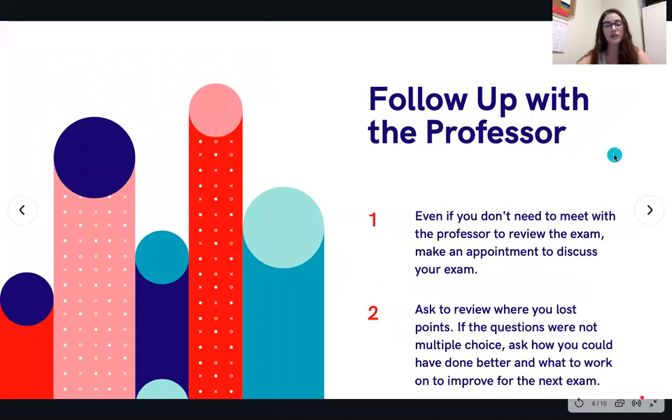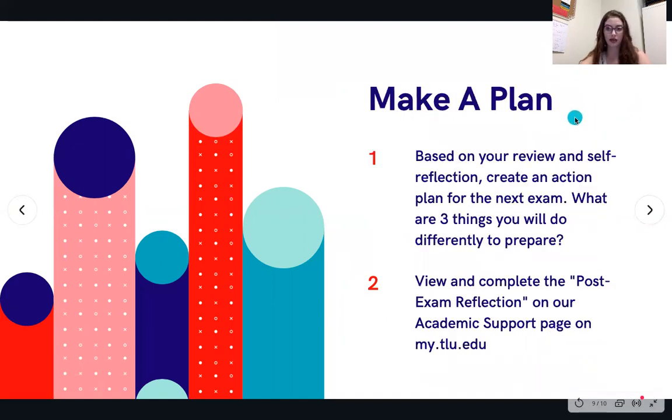After you're done reviewing, you want to make a follow up appointment with your professor if you haven't already had to meet with them in order to review the exam. Ask where you lost the points, but also go as far as asking what you could have done to prepare better and what specifically you need to be working on to prepare for the next test. You want to use exactly what your professor tells you in order to make a plan. You want to base it off of your review and self reflection, creating an action plan for your next exam.